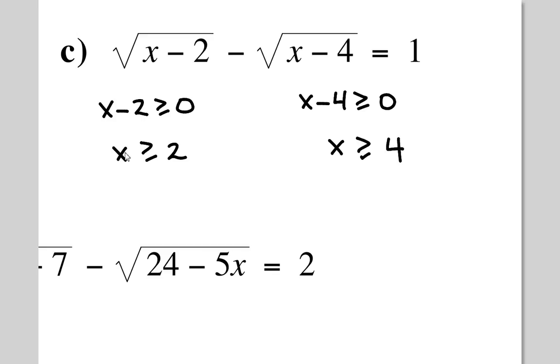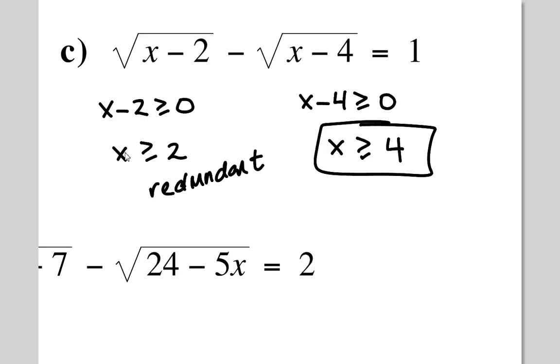If you're bigger than 2 but also bigger than 4, do you have some redundancy there? If I tell you you're bigger than 4, isn't it automatic that you're bigger than 2? Yeah, so this is redundant. You know that word? Redundant? It's just extra information that you don't even need.